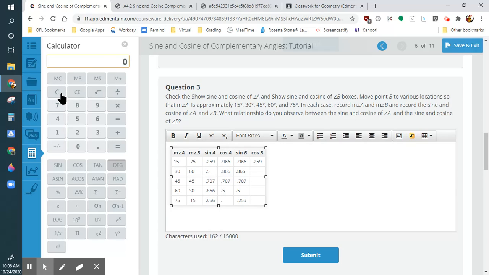What was this? 75 cosine, not sine. Yep, 0.259. At this point, I might as well just do all of them. I feel like every time I shortcut it, I keep messing up. So, which is a good lesson to learn, guys. Sometimes, if you're not paying attention to a shortcut, it ends up biting you.